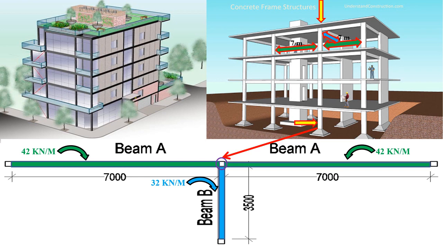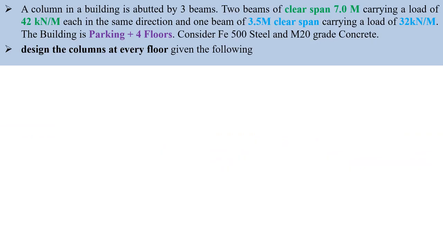Complete beam A has a load of 42 kN per meter and beam B has a load of 32 kN per meter. We are going to design the column at the center, which you are able to see. I'm talking about this column. So we are going to design this part. Okay, let's move to the next.